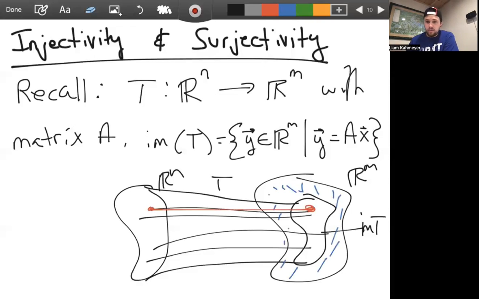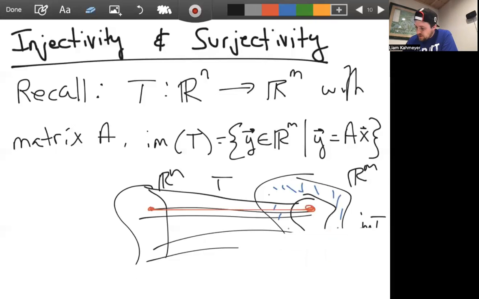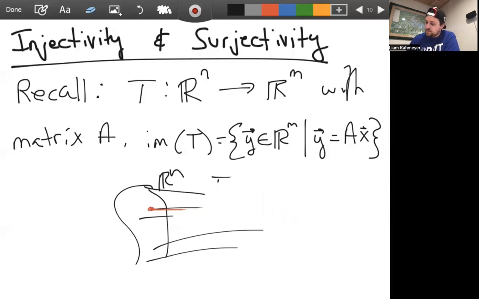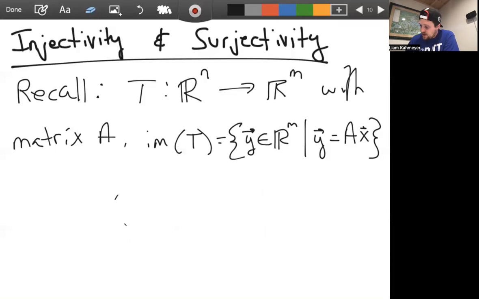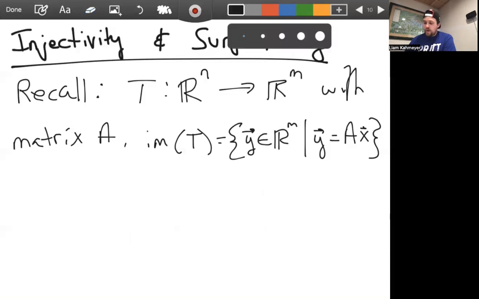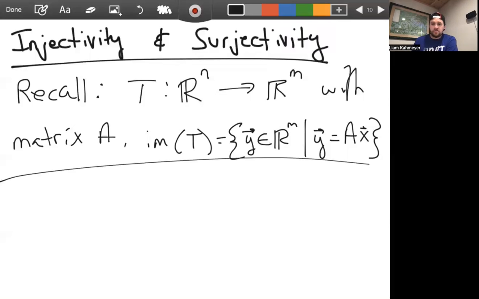That's called the co-kernel, by the way, but we won't be talking about the co-kernel really in this class. So why did we need to recall the definition of the image? Well, we're going to need that for surjectivity. But first, let's start with injectivity.